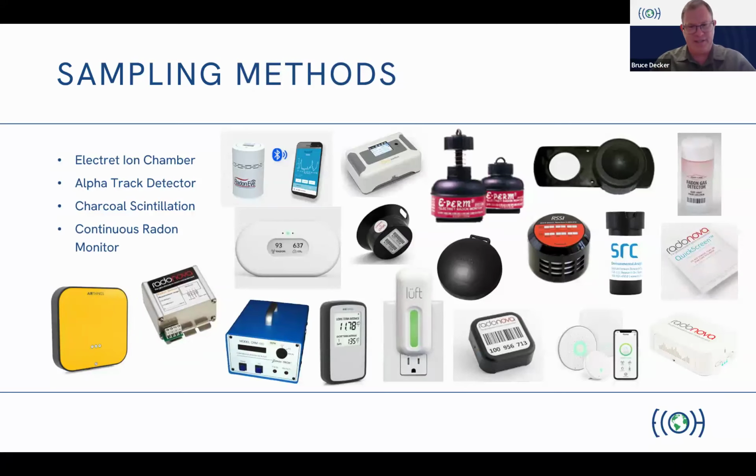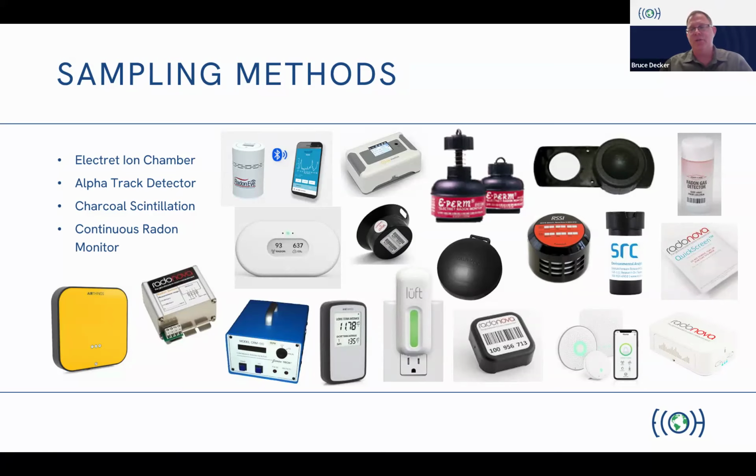And there's lots of ways to test for it. This is a few. The basic technologies are an electret ion chamber, which is basically this device here, this thing called an EPERM. Then there's the alpha track detector, which is the primary one that we use, especially for commercial buildings and long term. There's a bunch of different ones out there.